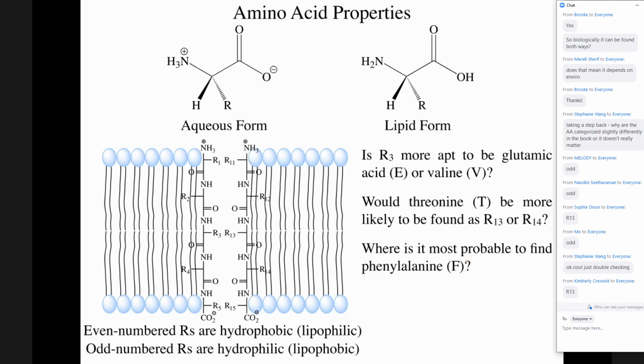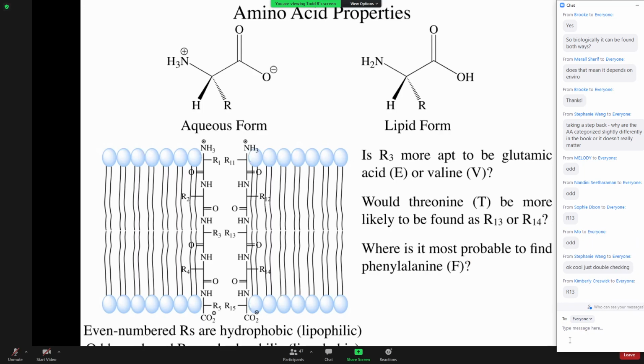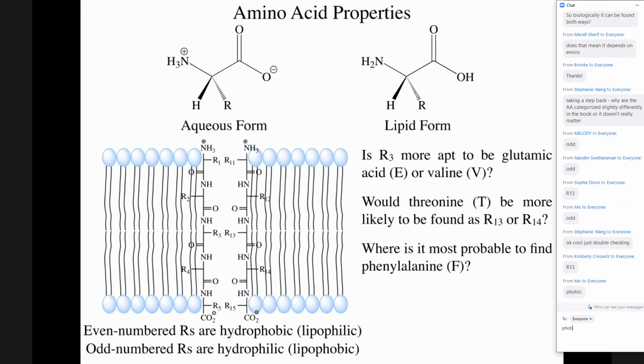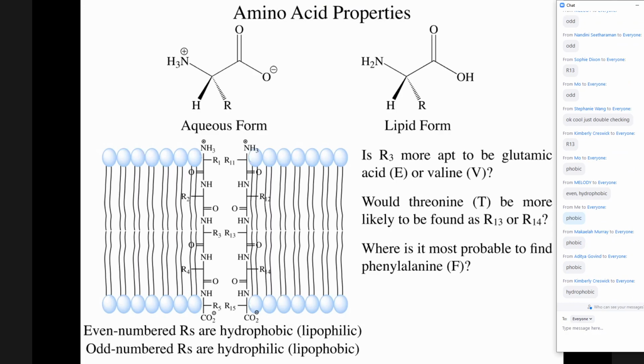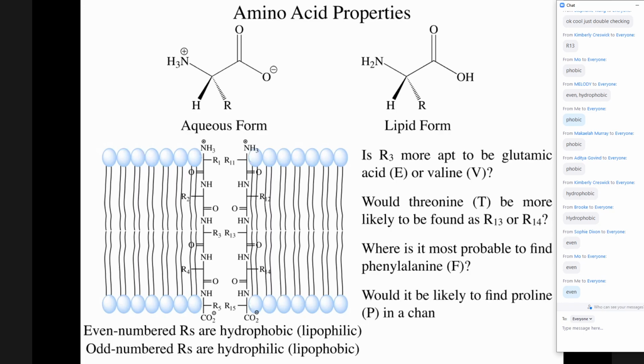Phenylalanine, hydrophobic, hydrophilic? Hydrophobic, so therefore you're going to find it in the lipid bilayer. Perfect, even number. Proline: would it be good or bad in a channel? Terrible in the channel. Would it be kind of useful at the entrance of a channel? Would it be good to make the channel wide berth so things can come in? So exactly what Melody just wrote. It'd be phenomenal at the bottom of a channel as you exit a channel, but terrible within the channel.